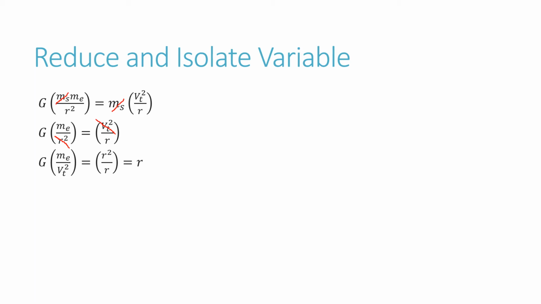So we went ahead and isolated that variable, and we get this part right here, and we can plug in some values for this part specifically, and we'll get what r is, because we know m_e would be the mass of the Earth, v_t squared is given in the problem, and G is a gravitational constant. So just a short little part right there.